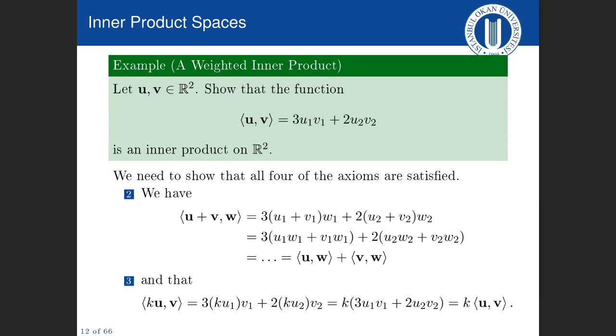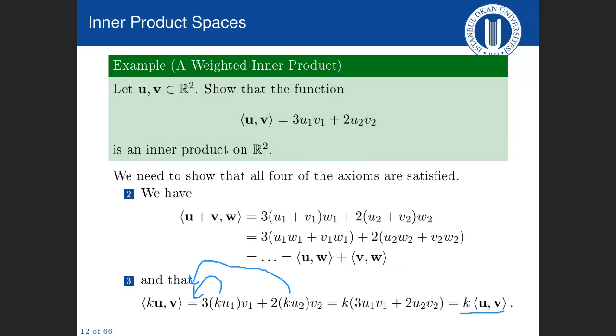Rule number 2, I've written a partial proof here. Start with the inner product of u plus v and w. Write it out. Keep playing with it, and you can end up with inner product of u and w plus inner product of v and w. I'll leave that one for you to finish. You fill in the details here. Rule number 3 is the same. Just using the rule, and then take your k outside. We just end up with k multiplied by the inner product of u and v.